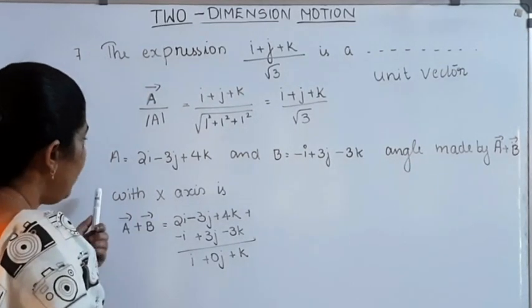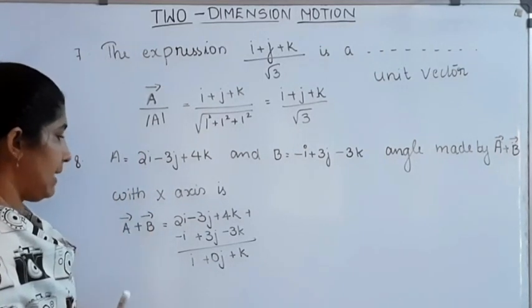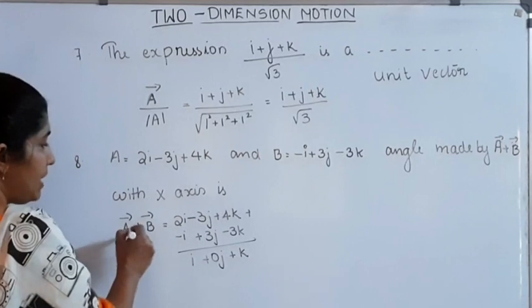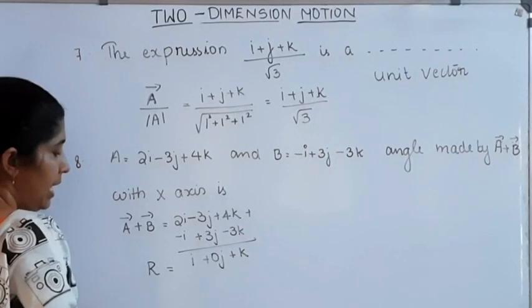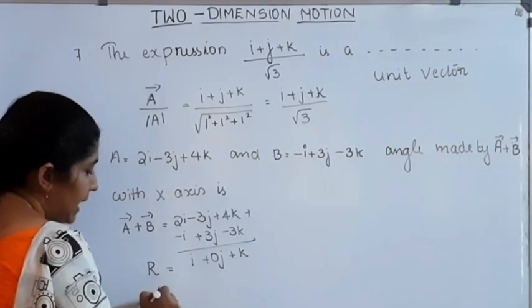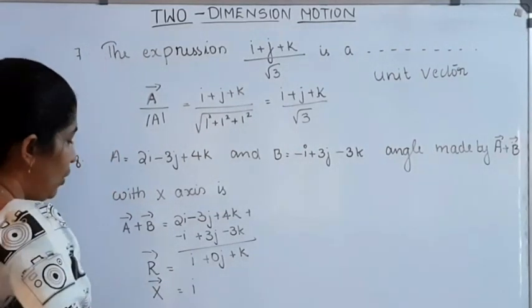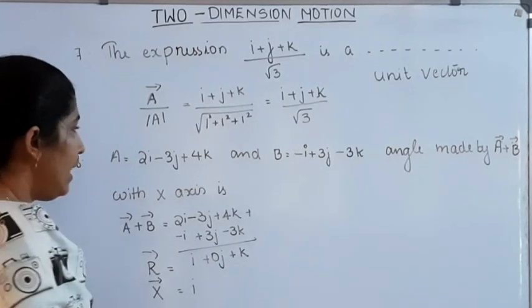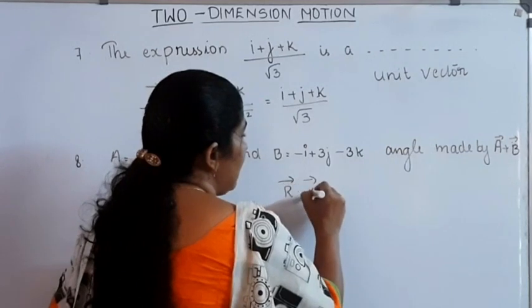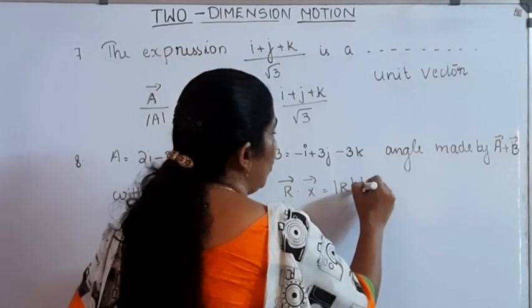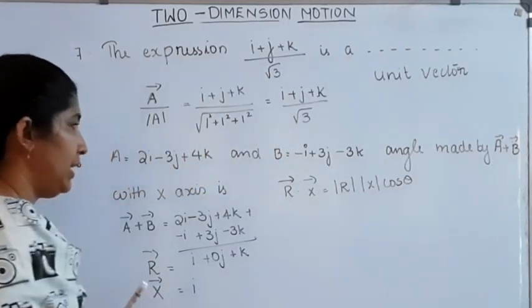Okay. Now we want to find out the angle between vector A plus vector B and the x-axis. For this, vector A plus vector B is taken as R is equal to i plus k. The x-axis value can be written as vector x is equal to i. Then by using the dot product rule, vector r dot vector x is equal to modulus of vector r, modulus of x, cos theta. We can find out the angle between them.